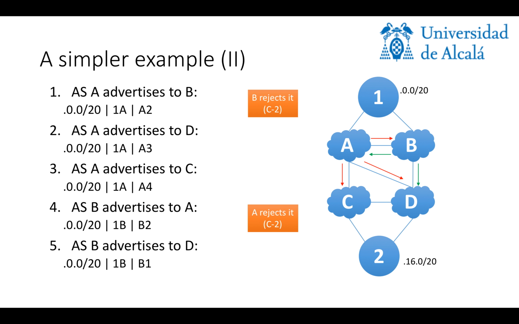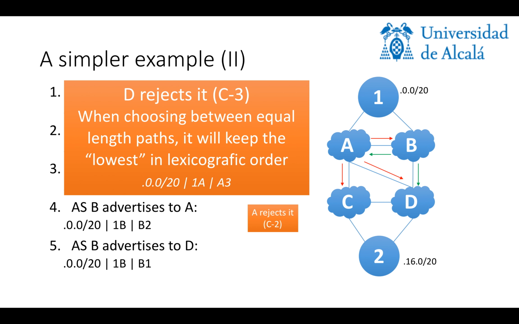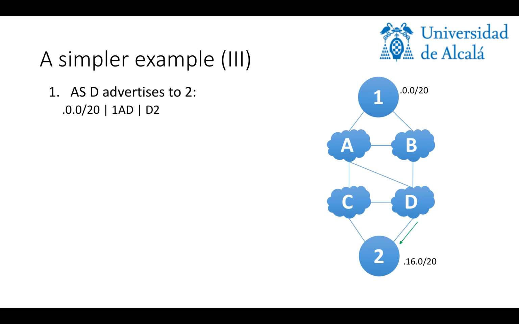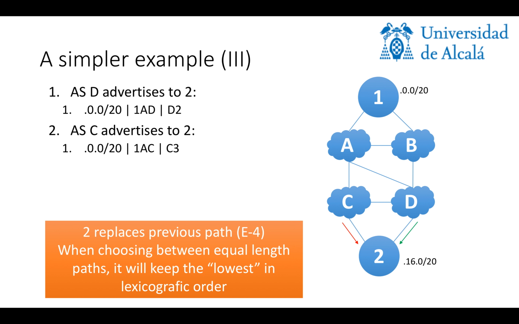Now B will advertise to D, and D will also reject this advertisement because when choosing between equal length paths, it will keep the lowest in lexicographic order, which is the one it already had. Now D will advertise to 2, and also C will advertise to 2, but 2 in this case will replace the previous path because when choosing between equal length paths, it should keep the lowest in lexicographic order, which in this case is the last one it has received.